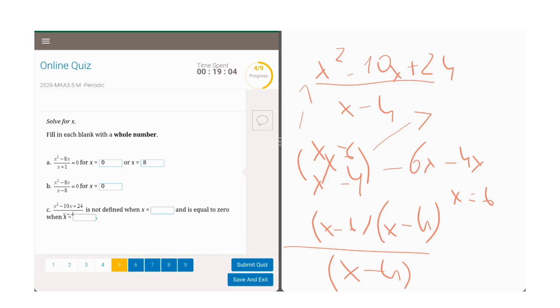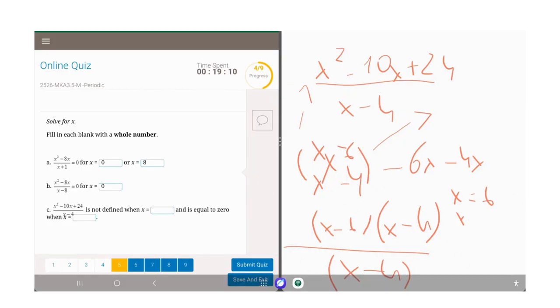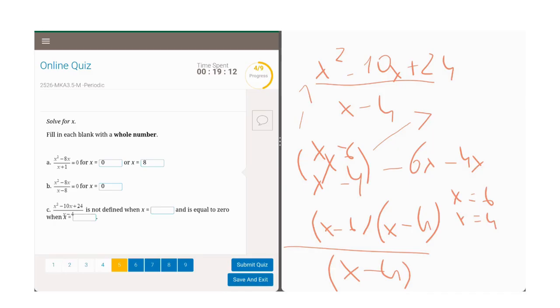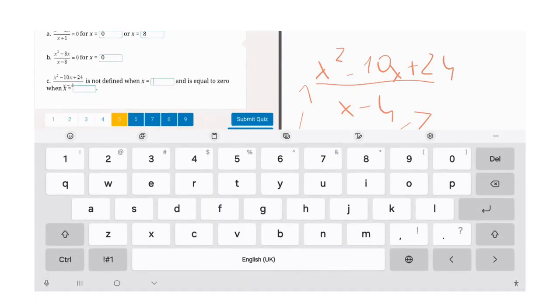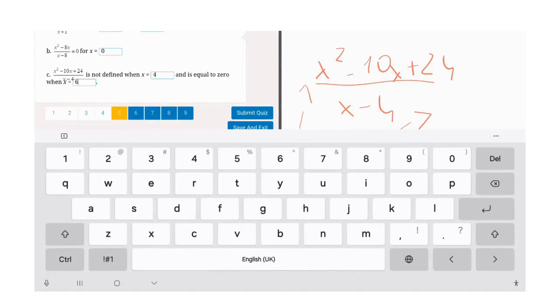And x minus 4 equals 0. And so that means x would be equal to 4. Now we try on the denominator. 6 minus 4 equals 2, so it's not 0, so 6 is a root. And 4 minus 4 equals 0, so that means 4 makes it not defined. 4 makes it not defined and 6 makes it equal to 0.